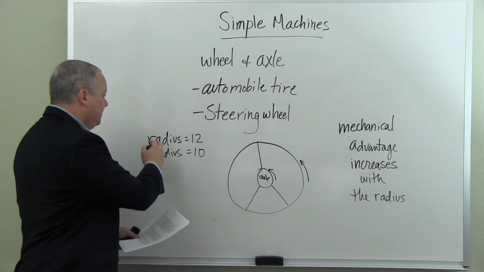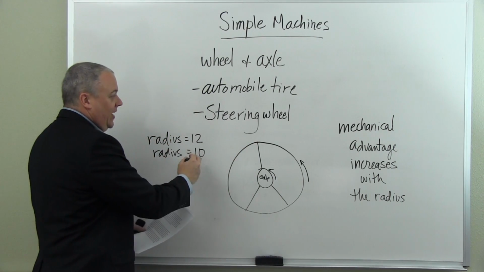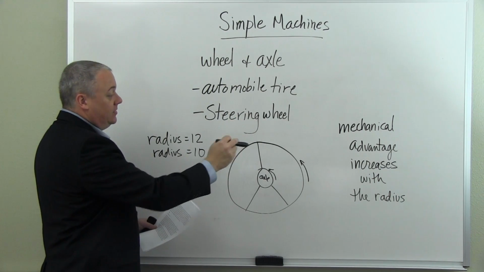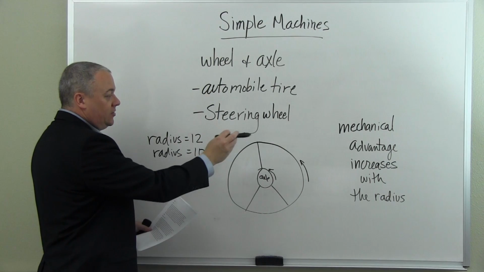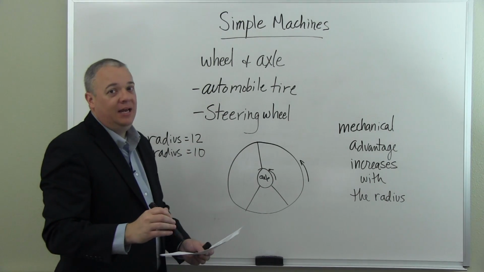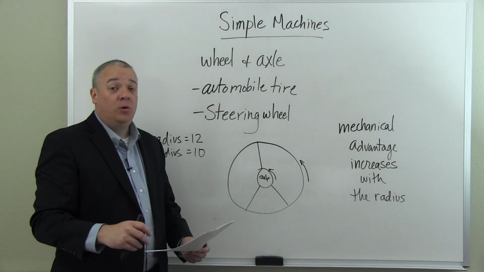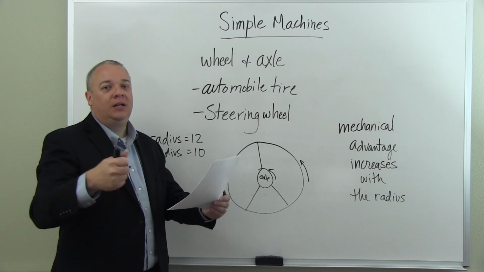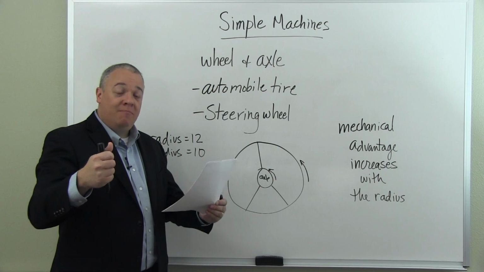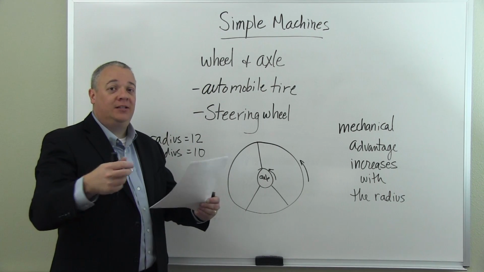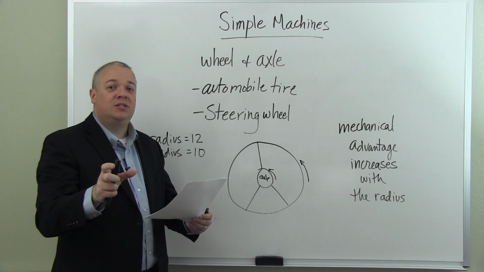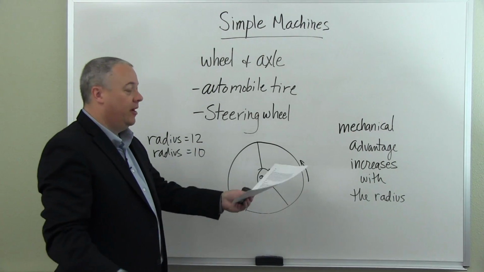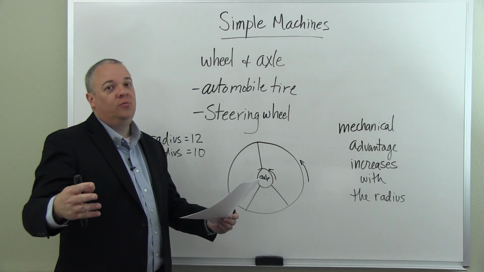So I've got an example up here. If we've got a radius of 12 versus a radius of 10, the mechanical advantage increases with the radius. Bigger radius, 12, means greater mechanical advantage. What we mean by that is if the same amount of force was applied to the outer wheel at 10 inches and the same amount of force applied to the wheel at 12 inches, you would get a much greater advantage at the 12-inch radius than at the 10, assuming the same amount of force is applied. It translates here to the central axle much greater. So the mechanical advantage is greater the larger the wheel is.